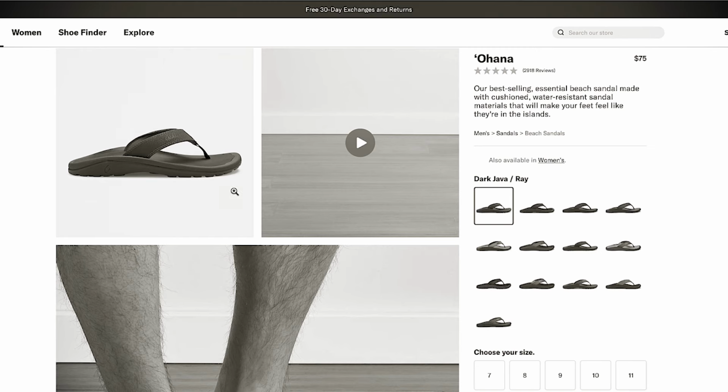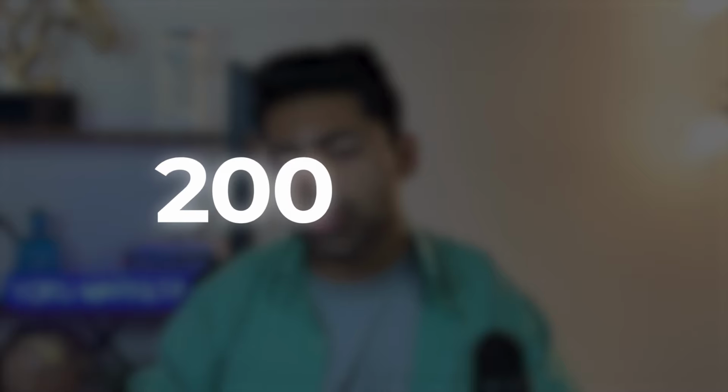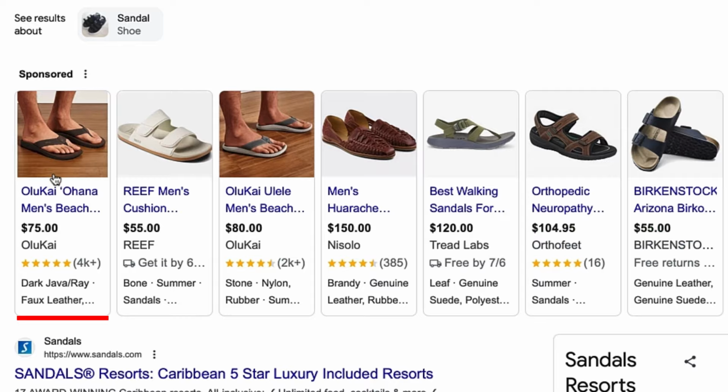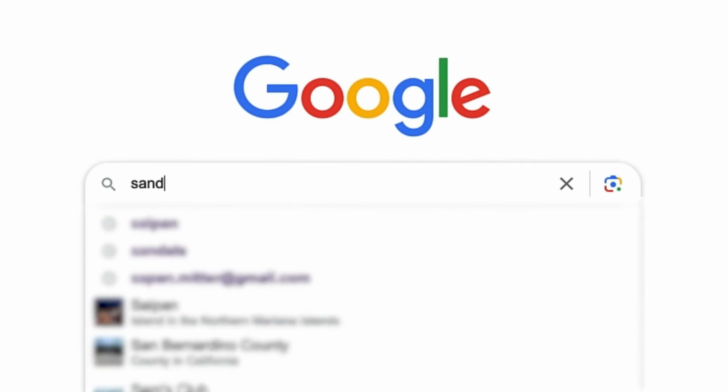But from these two examples, there's a few things you should be getting. Number one, although it is important to have 200 to 500 words, that's not gonna be the biggest deciding factor of how effective your description is, because like we saw with Olukai, barely any words in there, but still ranking number 1 and number 3 for very highly searched keywords.